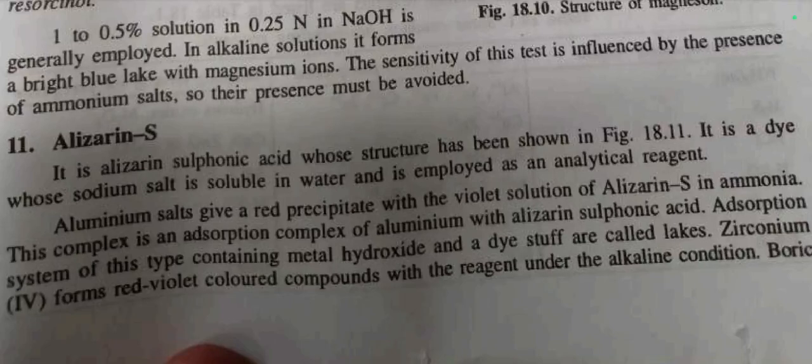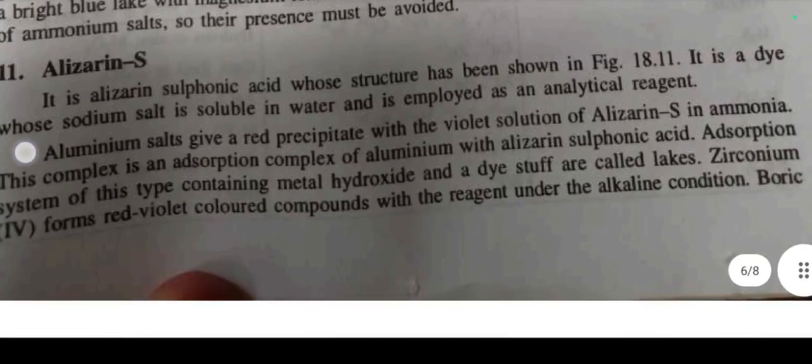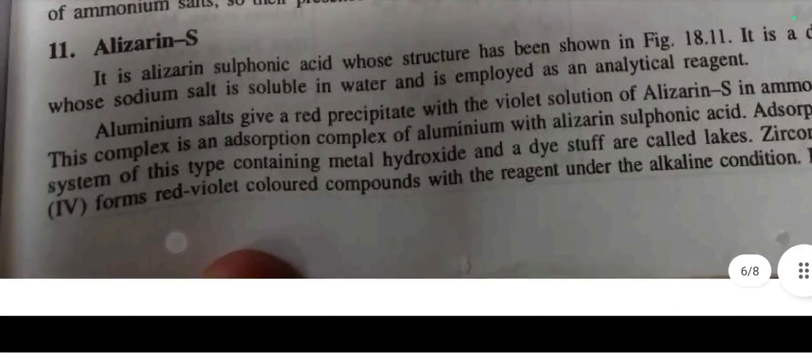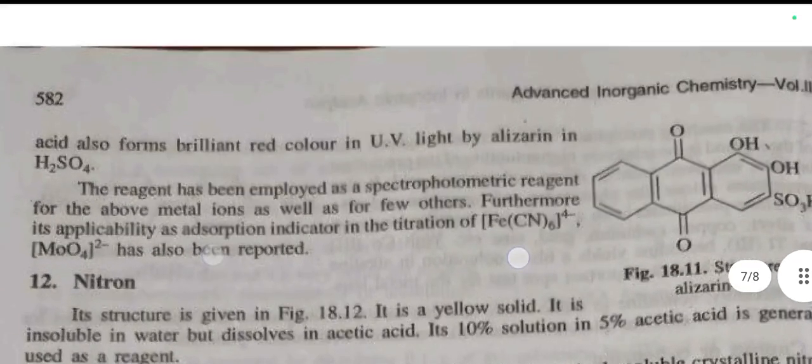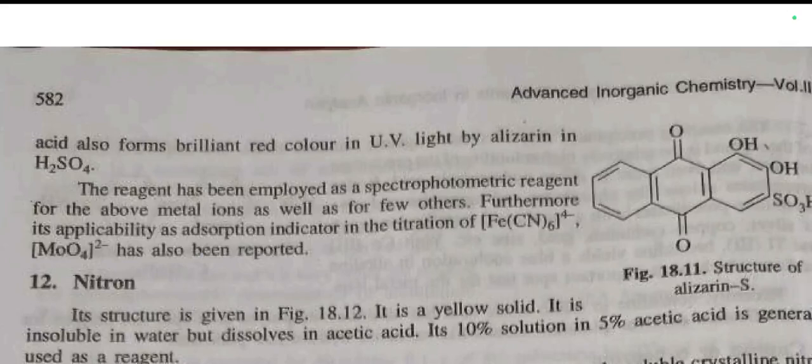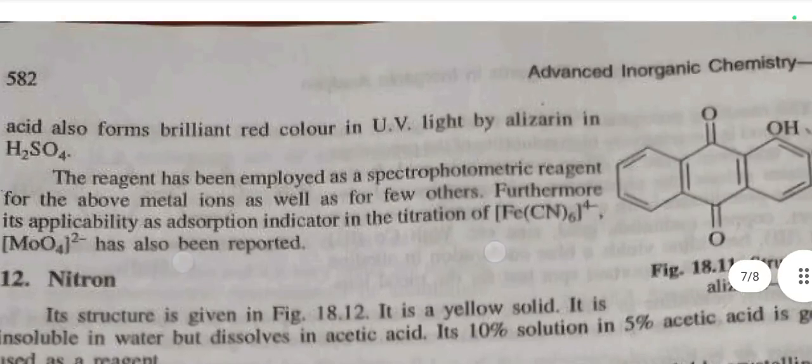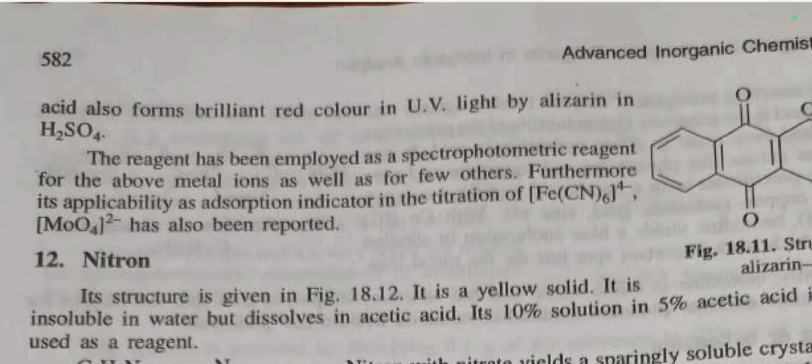Zirconium(IV) forms red violet colored compounds with the reagent under alkaline conditions. Boric acid also forms a brilliant red color in UV light with alizarin in H2SO4. The reagent has been employed as a spectrophotometric reagent for the above metal ions as well as for a few others. Furthermore, its applicability as adsorption indicator in the titration of Fe(CN)6 4- and MoO4 2- has also been reported.